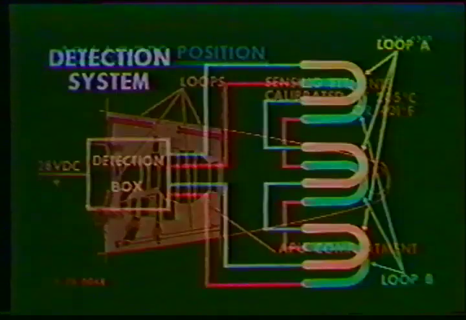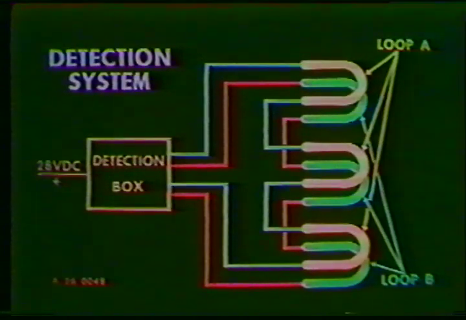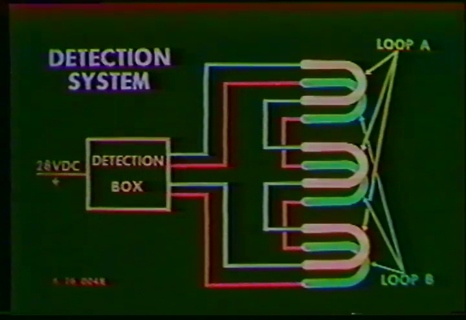There's one detection box for each fire-protected area. Each area is protected by two loops, side by side. Both loops must detect a fire to trigger a warning.